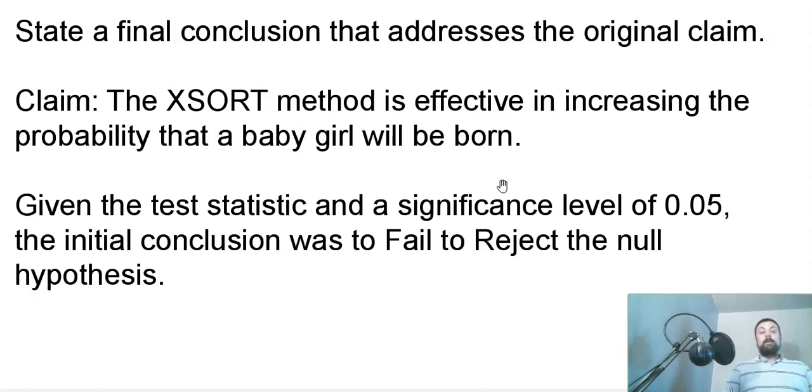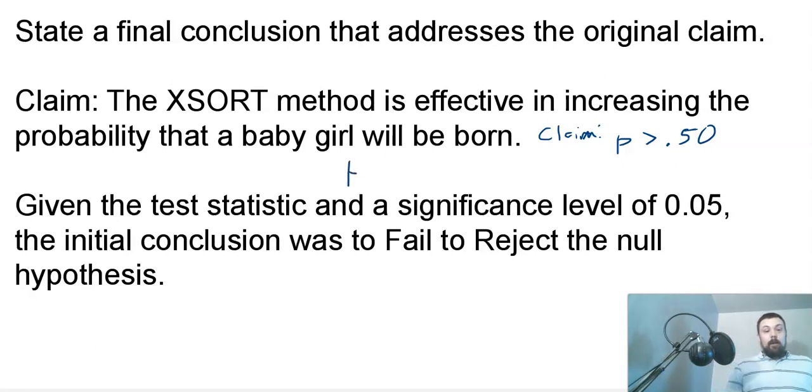So here the claim is that the XORT method is effective in increasing the probability that a baby girl will be born. Right? We have to think about this before we decide what the conclusion should be. If it's effective, that means the proportion of girls that are born will be greater than 50%. Because if it's effective, it should be increasing the number of girls that are born, because that's the gender they're selecting for. And if it's actually effective, then you should be having more of that gender. So this one's kind of a tricky one because the claim is not very literal. You have to infer from the wording that this is what they mean by it.